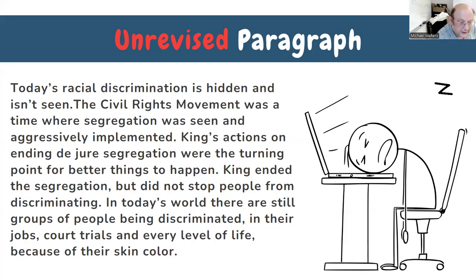Catherine. Today's racial discrimination is hidden and isn't seen. The civil rights movement was a time where segregation was seen and aggressively implemented. King's actions on ending de jure segregation were the turning point for better things to happen. King ended the segregation but did not stop people from discriminating. In today's world, there are still groups of people being discriminated in their jobs, court trials, and every level of life because of their skin color.